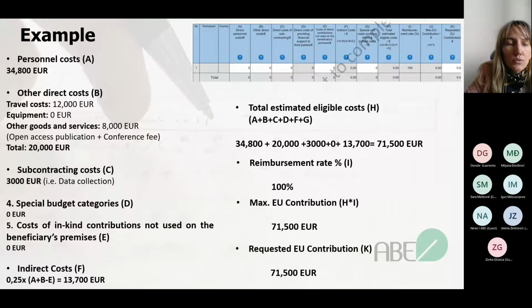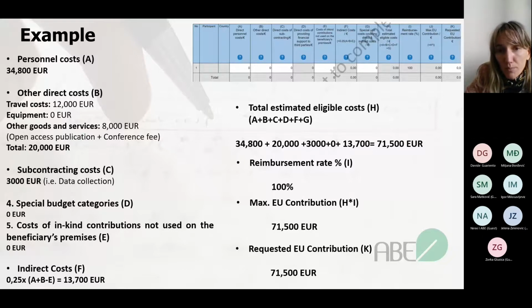To calculate the indirect costs, we just follow the formula that is written in this table, saying that 25% of the direct costs are indirect costs. So 0.25 times A plus B minus E, which makes indirect costs 13,700 euros.